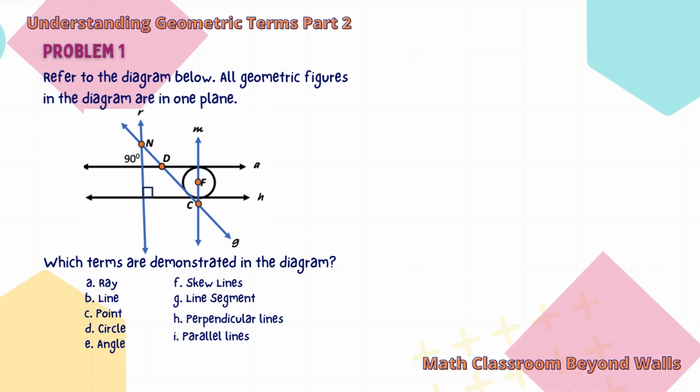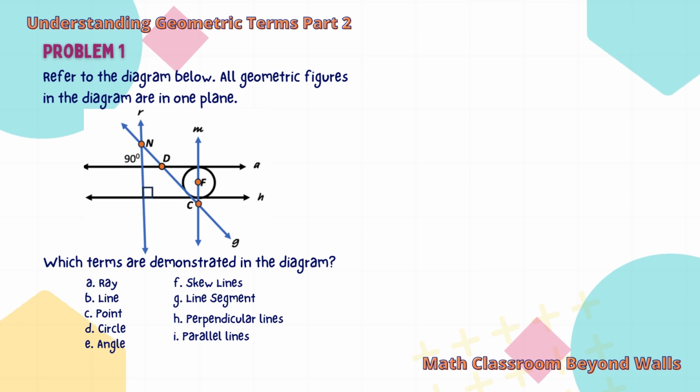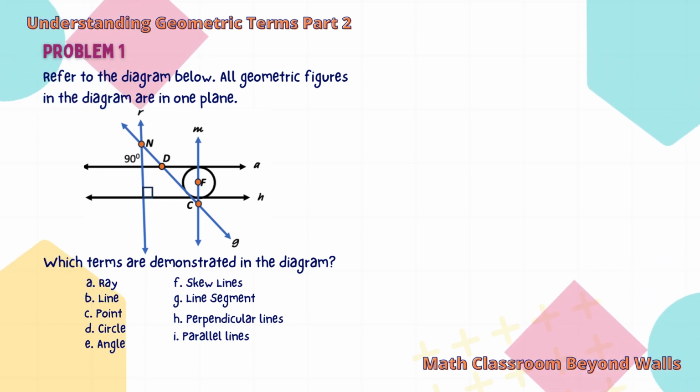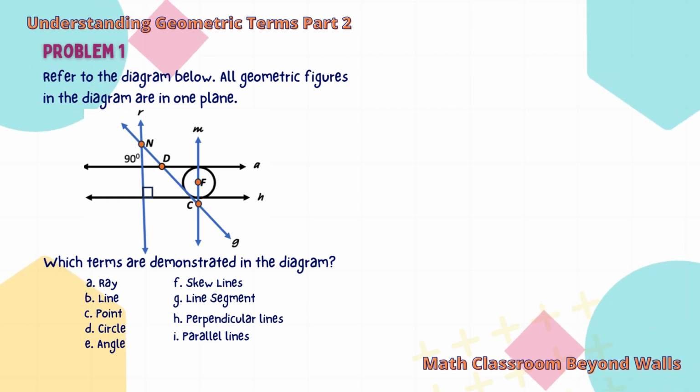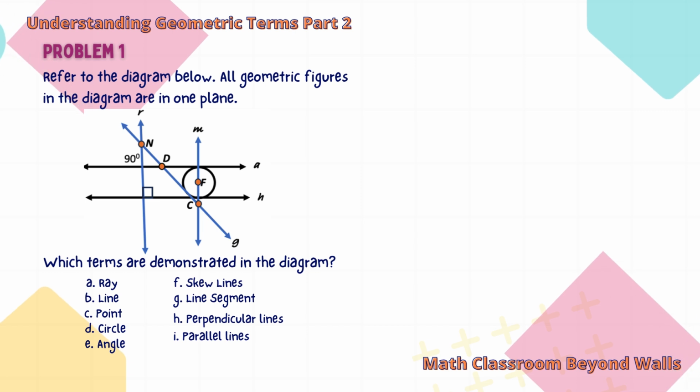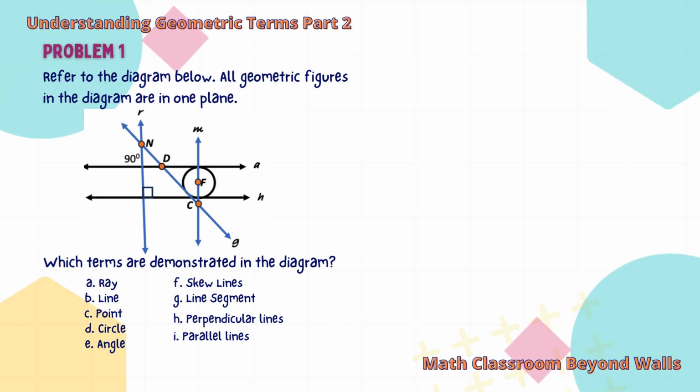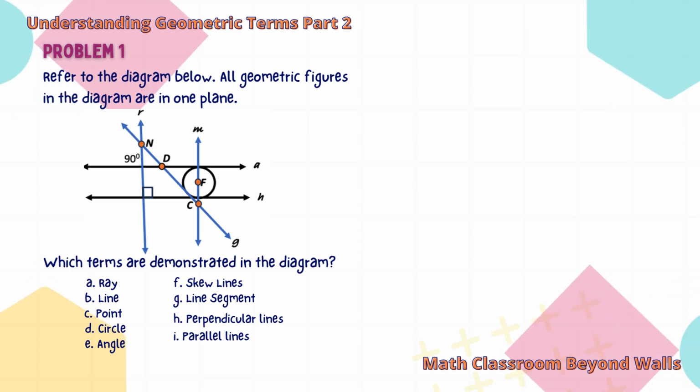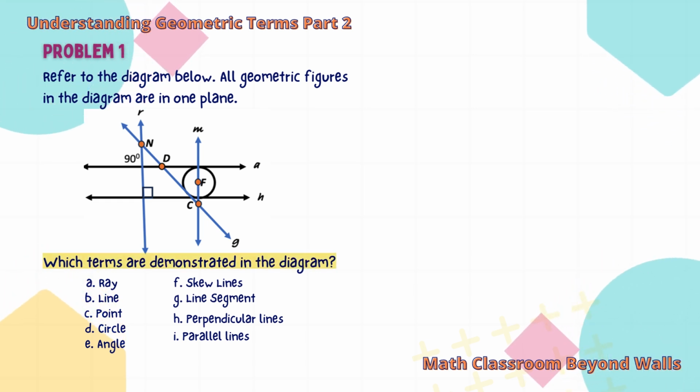Okay, so we start by reading the whole problem and may read it several times when needed to know what we're looking for, to determine what are given, and to figure out how the given information help find what we are looking for. What are we looking for here, learners? We are to determine which terms are in the given diagram.